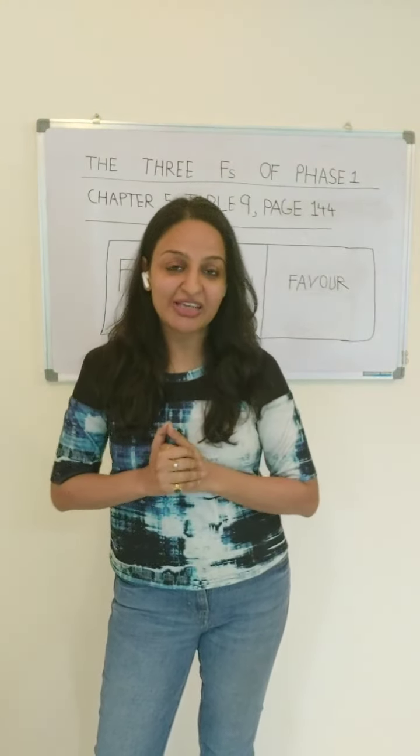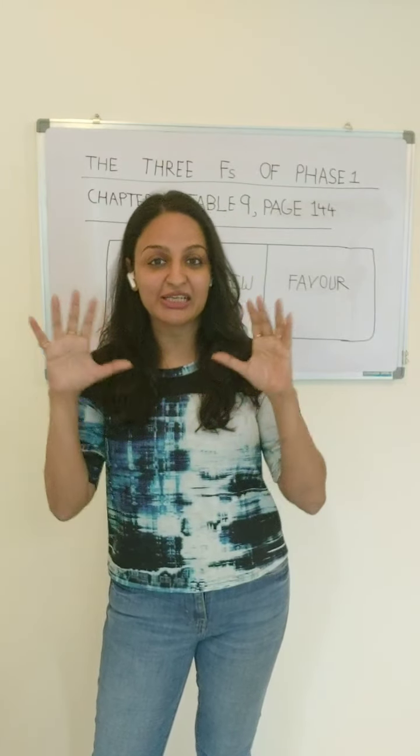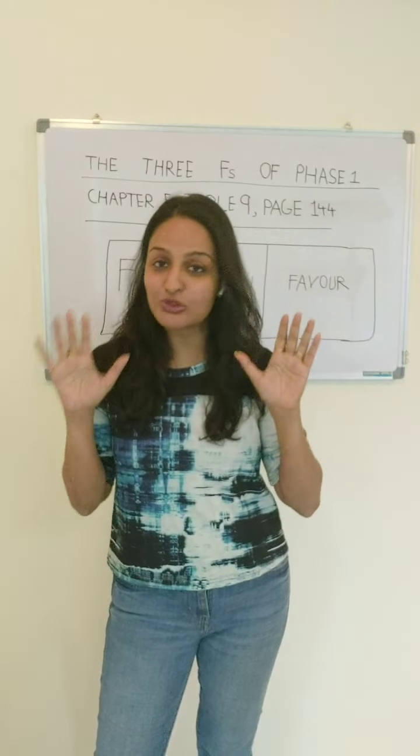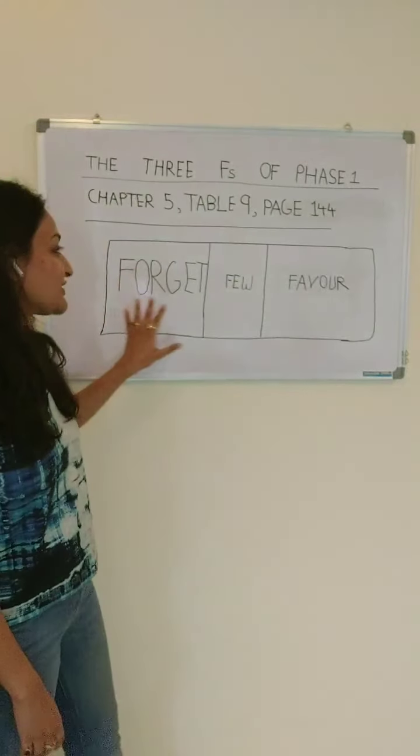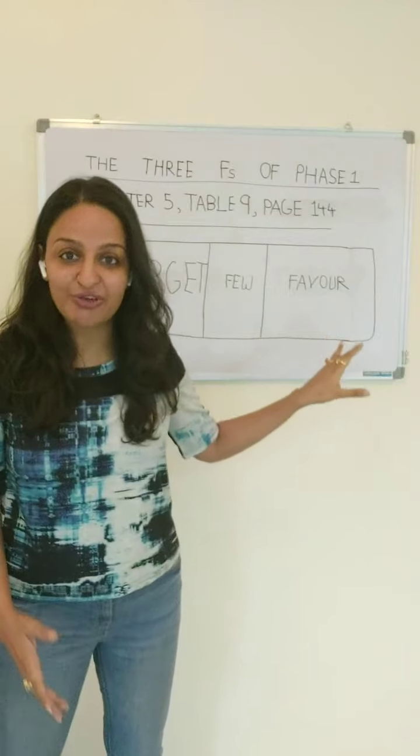So they know what the 3 F's are. The 3 F's are basically foods to forget, foods to eat few, and the foods that you will favor. So that's the forget, that's the few, and that's favor, right?